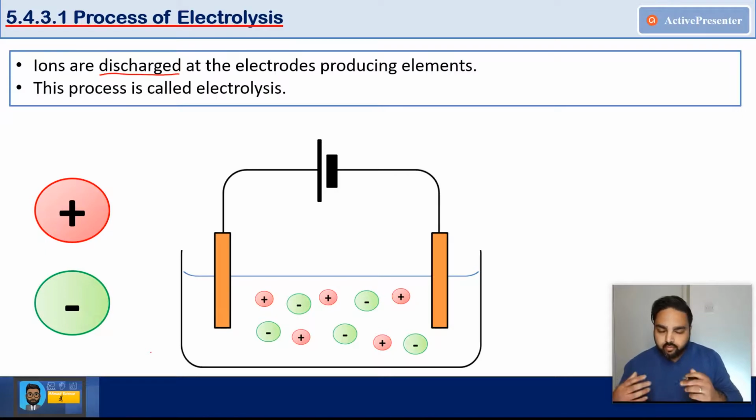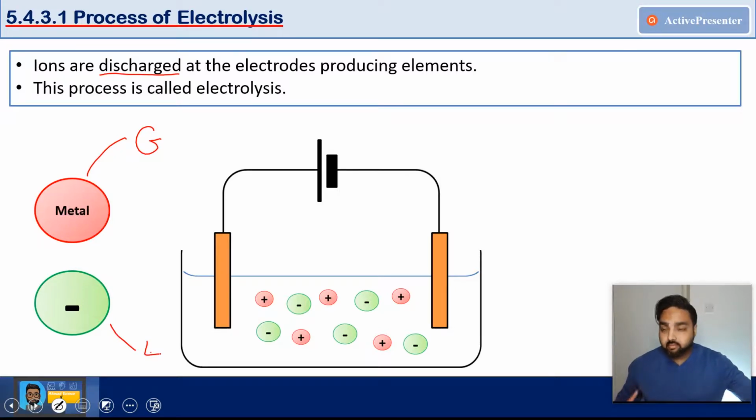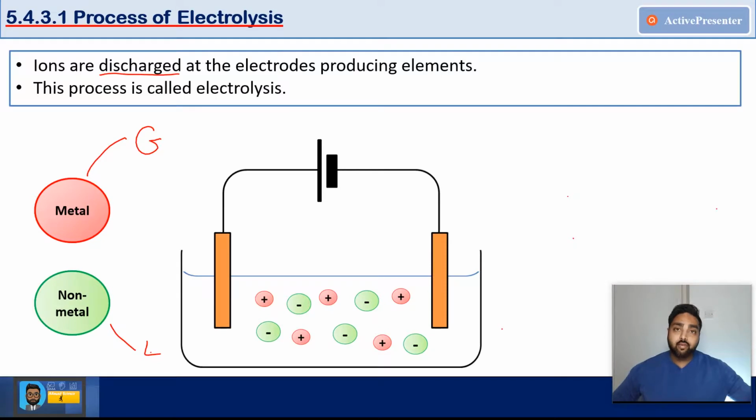So a quick recap: the positive ion will gain electrons. I'm just going to write G. Will gain electrons, and the negative ion will lose electrons. So if you've gained electrons, you are going to become neutral, and that's going to become a metal atom again, and the negative ion will lose electrons and again become a non-metal atom. So up until now, everything that we've gone through, you need to know whether you're doing the foundation tier or the higher tier. However, the next bit is only for the students that are doing the higher tier paper.